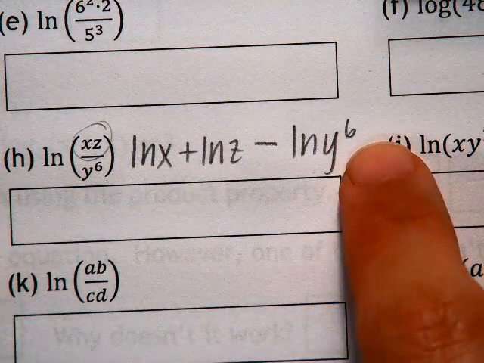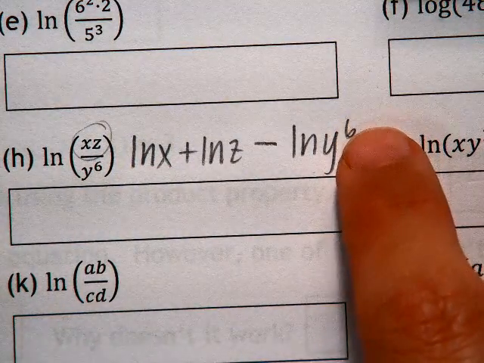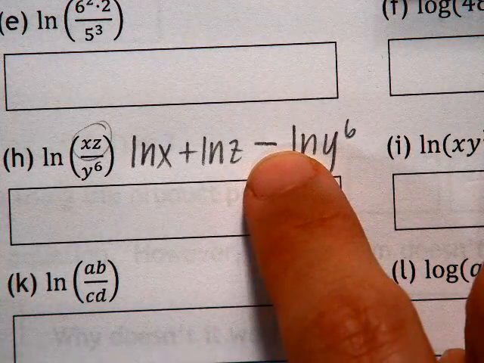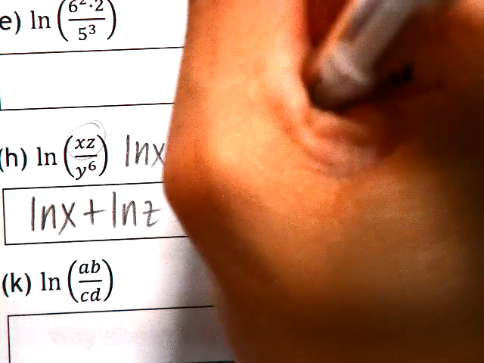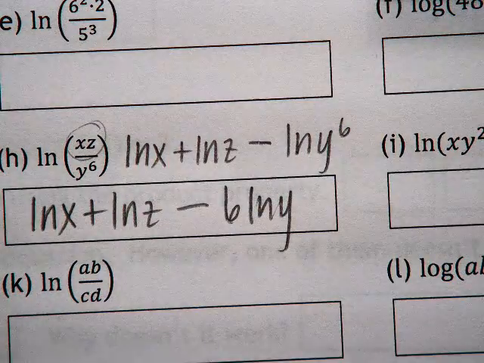You could have also said to yourself, wait a minute, hold on, there was a 6 there. That could have come from the front. That could have been a power that got brought up. So our best guess is that we probably started with ln x plus ln z minus 6 ln y.